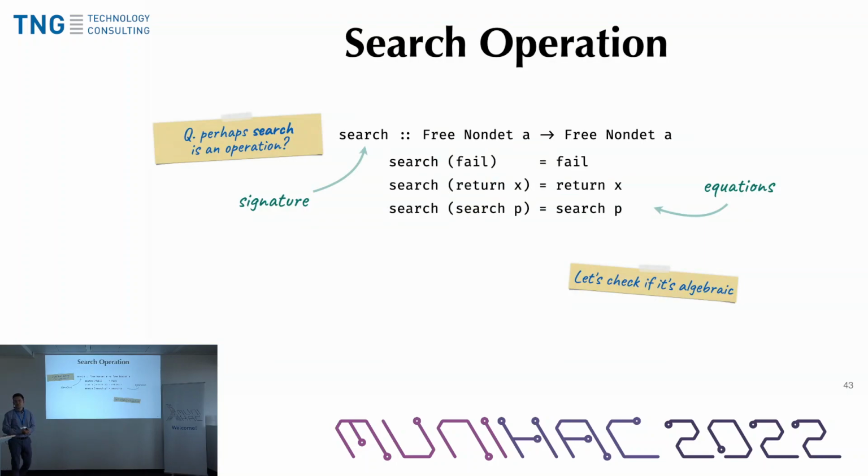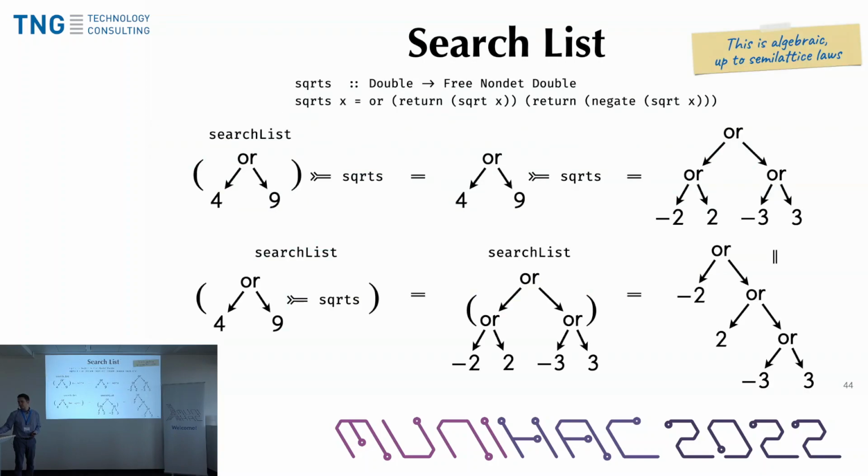But maybe search is an operation. Maybe it's an operation that, given a tree, produces a tree of all the options that you found. And just like an ordinary operation, it too has equations associated to it. We just need to check if it's indeed algebraic. So if you go through the check, if you're searching for anything in this list and then you apply some other computation, then searching through this might give you back all the results like this.